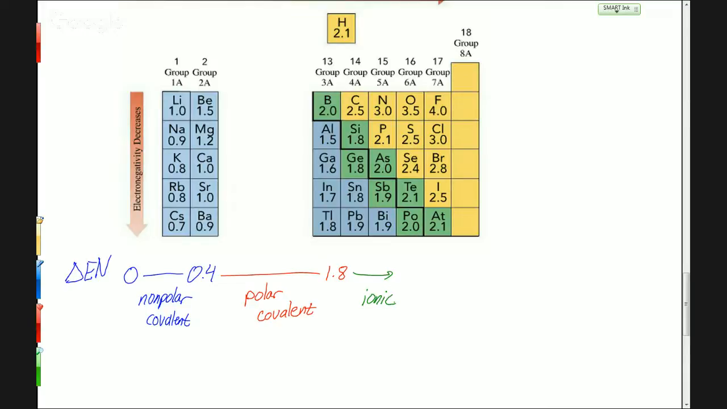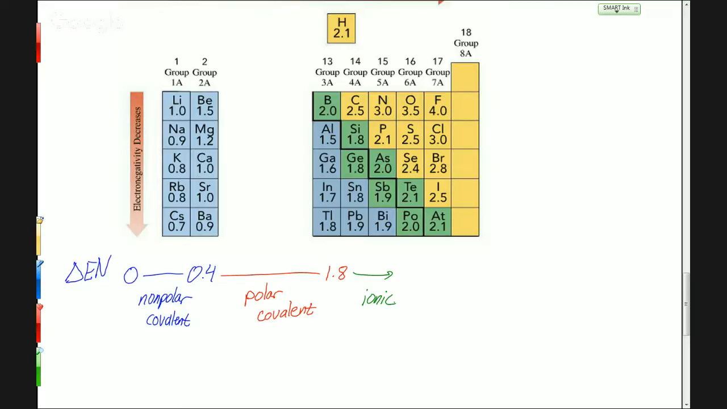So rather than thinking of covalent and ionic bonds as totally different things, it's really just different parts of the same spectrum. Things that have a big difference in electronegativity, we call ionic. Things that have less of a difference, we call polar. And things that have basically no difference, we call nonpolar.